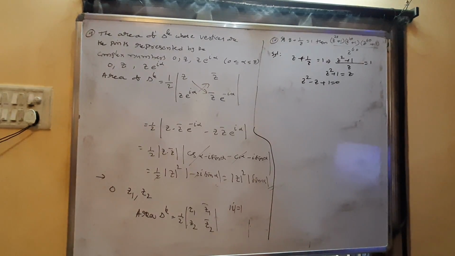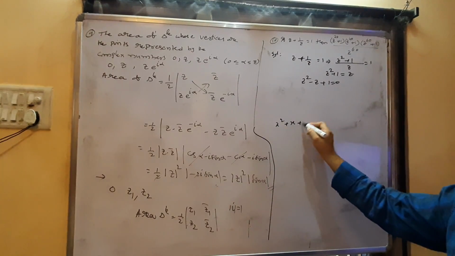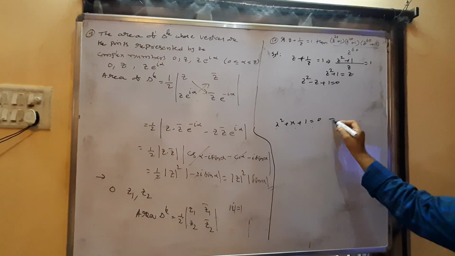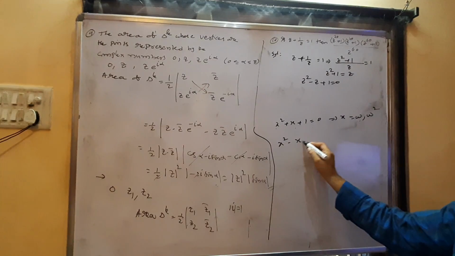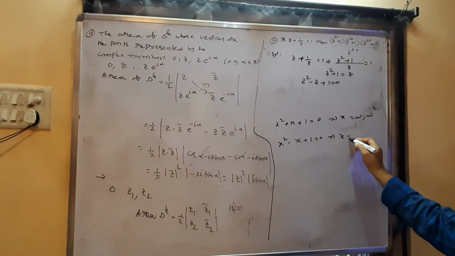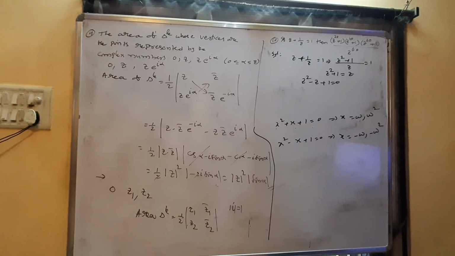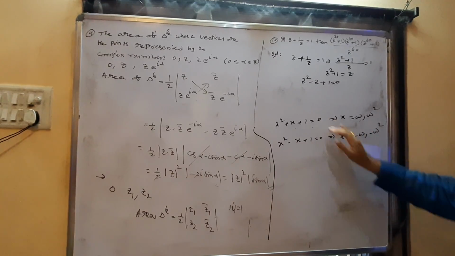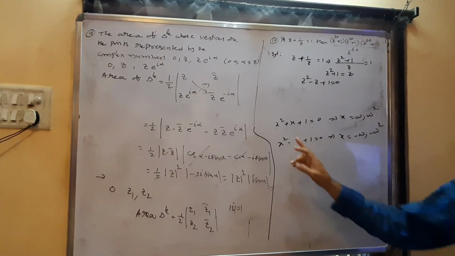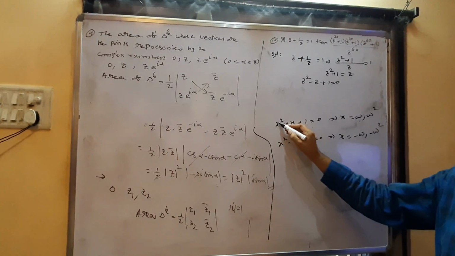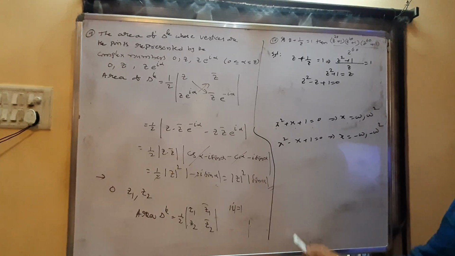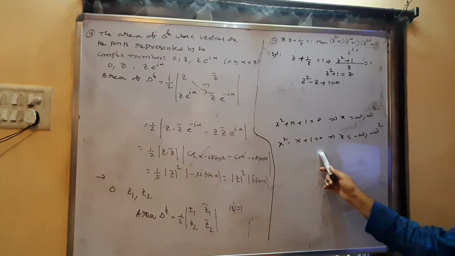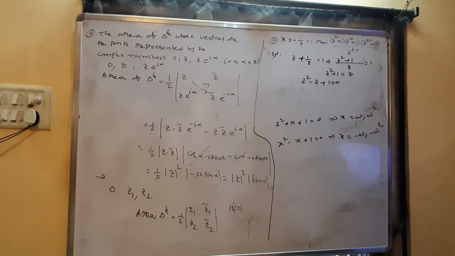If the given equation is in the form x² plus x plus 1 equals 0, then x equals ω, ω² are the roots. If the given equation is in the form x² minus x plus 1 equals 0, then x equals minus ω, minus ω² are the roots. These two are very important; most problems are based on these two concepts. Again I am repeating: x² plus x plus 1 equals 0 gives ω, ω²; x² minus x plus 1 equals 0 gives minus ω, minus ω².